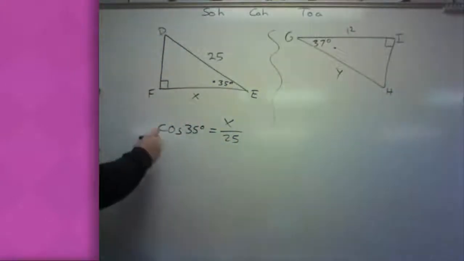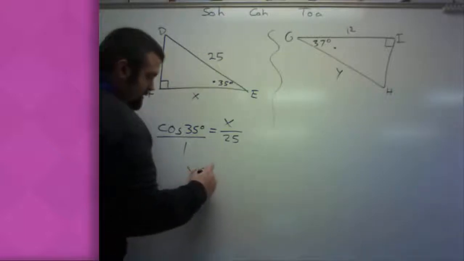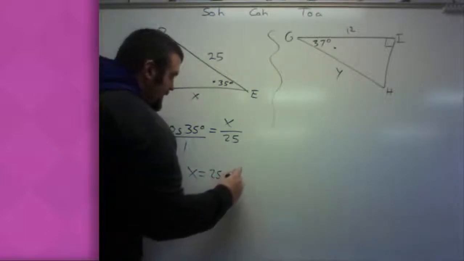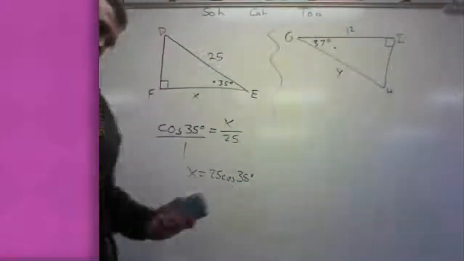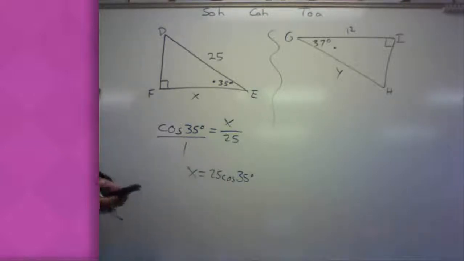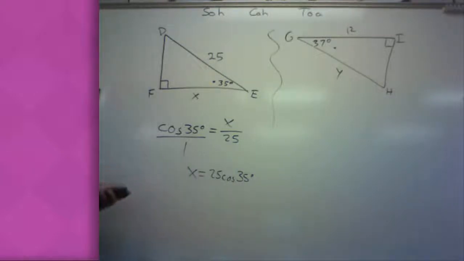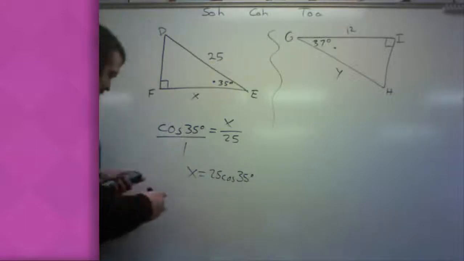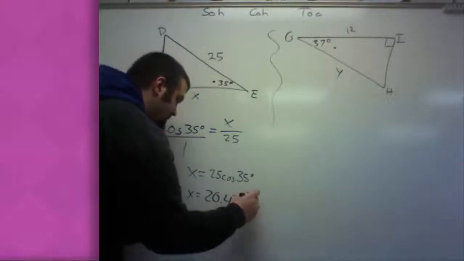I'm looking for X, so solve for X. I have a proportion, cross multiply. X equals 25 cosine of 35 degrees. Do you know this off the top of your head? Well, if you do, awesome. You're very smart. If you don't, you're just like me, which doesn't mean you're not smart, just means you're not as smart as the people that can do it off the top of their head, I guess. But either way, we got calculators. Let's use that. X equals 20.479.